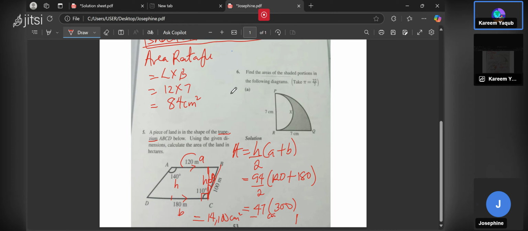Okay. This is also simple as well. It's simple. This should be for JSS3 or SS1. There's three first.